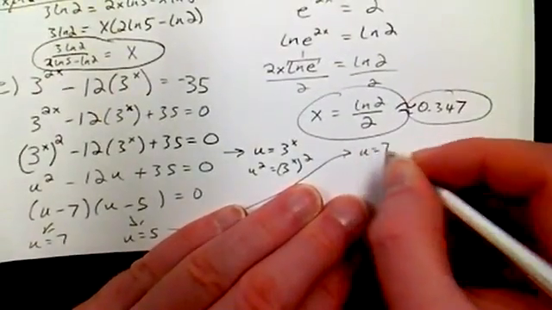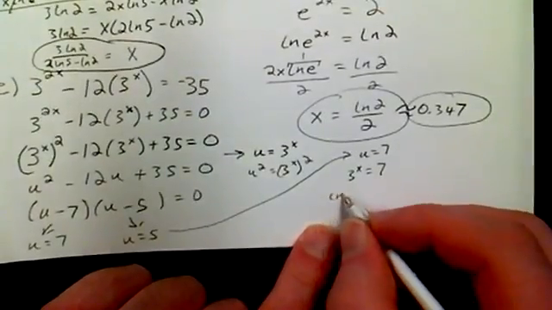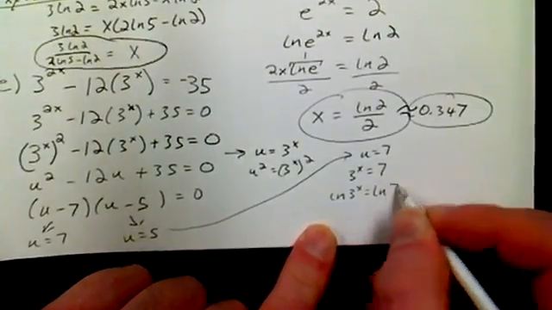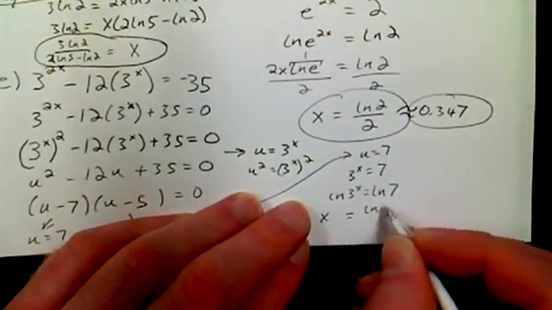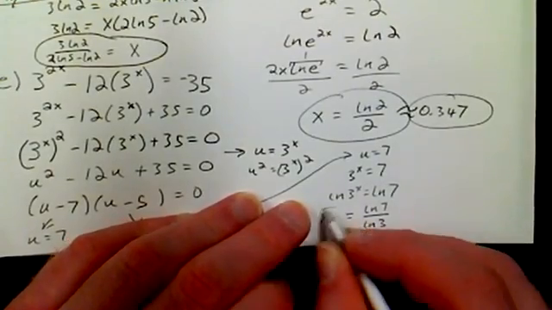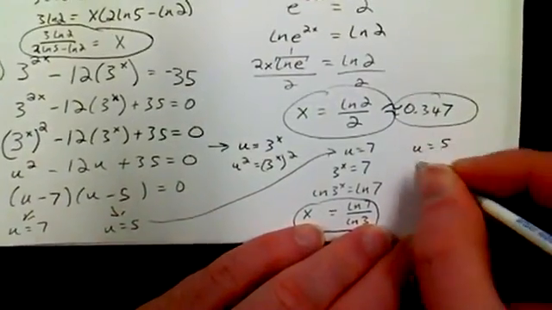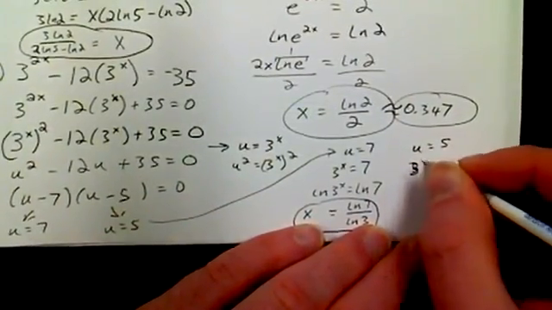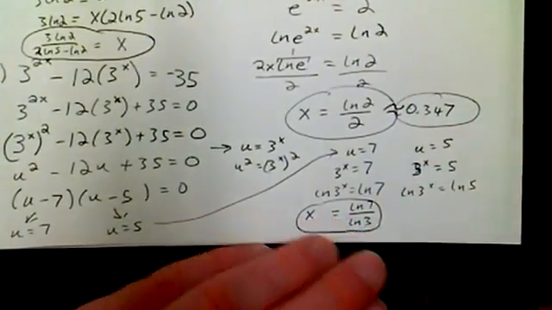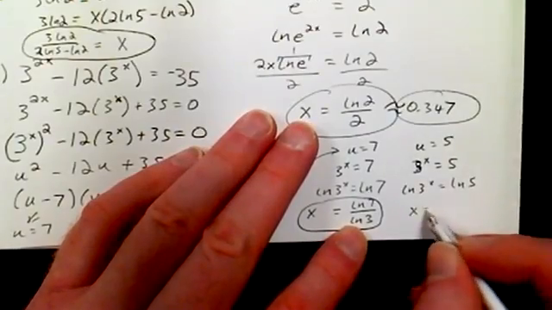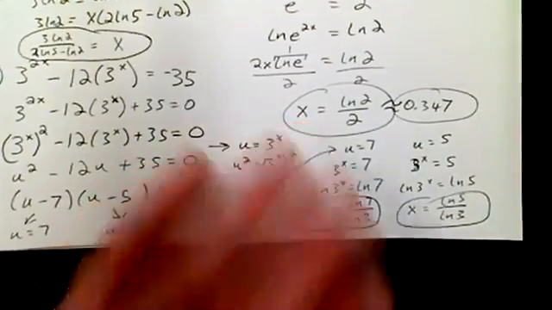So for u equal to 7, I have 3 to the x equals 7. This I know how to solve. If I take natural logs of both sides and I swing the x out front, then I'm going to get x equals natural log 7 divided by natural log 3. That's one of the possibilities. And if u is equal to 5, likewise, 3 to the x is equal to 5. Take your natural logs, swing the x out front, x equals natural log 5 over natural log of 3. That's your other solution for x.